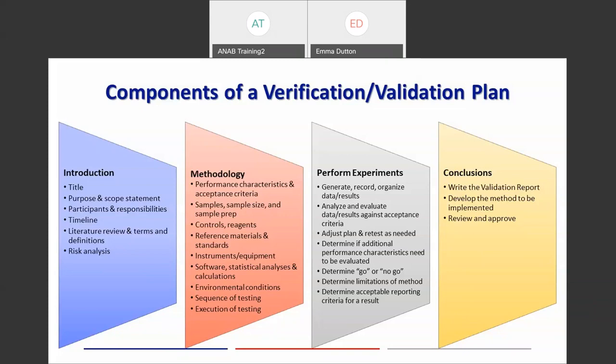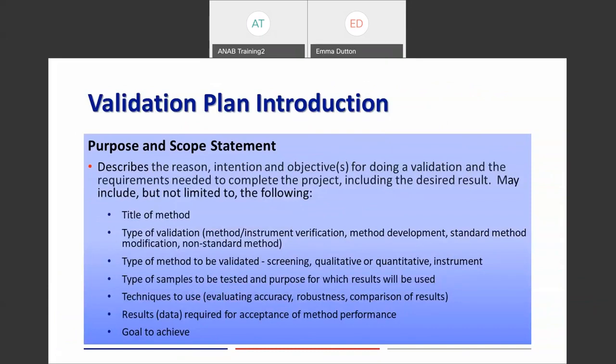Just an example here on a purpose or scope statement. It really does describe the reason, your intention, your objectives, what you want to accomplish for doing that validation or verification, and really the requirements that are needed to complete the project. Including what is your desired outcome? What do you want to accomplish in the end?